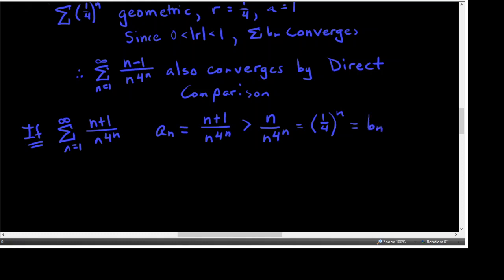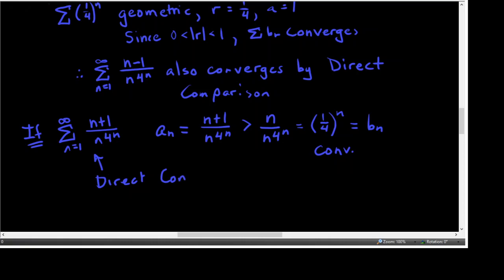And b sub n still converges. It's geometric, as we showed above. But these terms, a sub n, are bigger than those. So if they're bigger, we don't know if they converge or diverge. We can't draw any conclusions. So in that case, we can't use direct comparison. Direct comparison will not work.